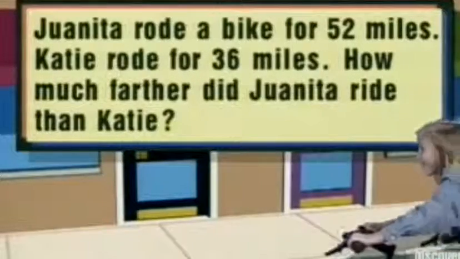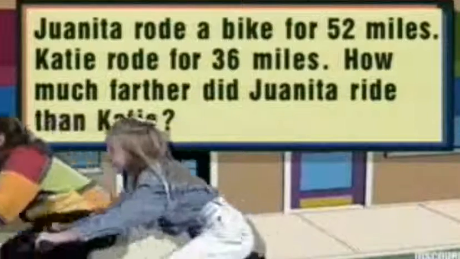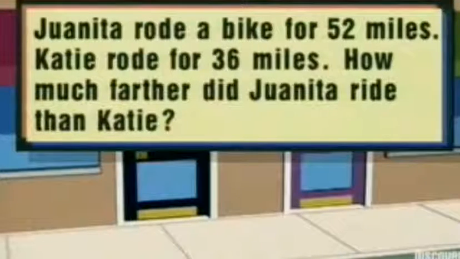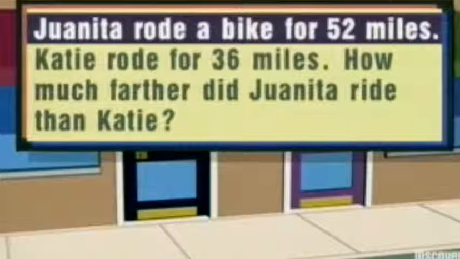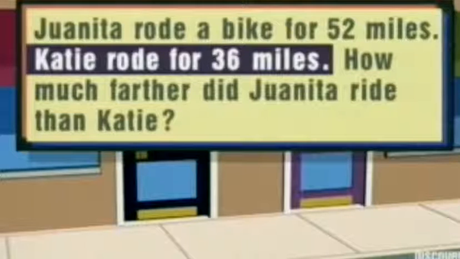Juanita rode a bike for 52 miles. Katie rode for 36 miles. How much farther did Juanita ride than Katie? The first sentence says that Juanita rode 52 miles. That doesn't tell which person is the big number. The second sentence says that Katie rode 36 miles. That doesn't tell which person is the big number.